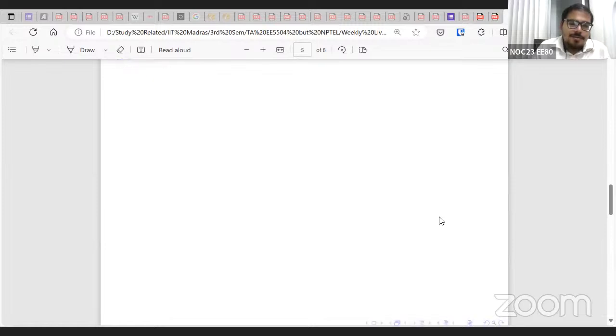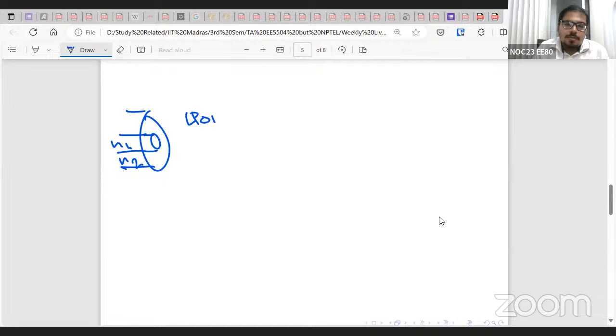So for a fiber like this, your LP01 mode will look something like this. This is the electric field intensity, and this is the position.